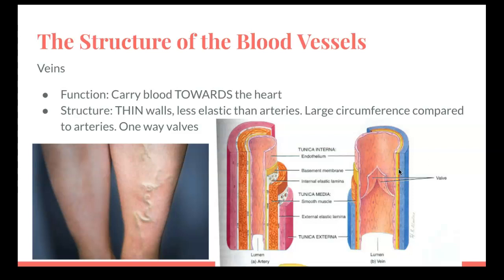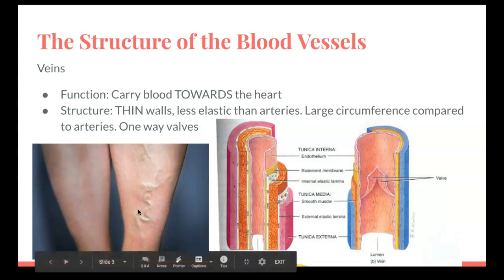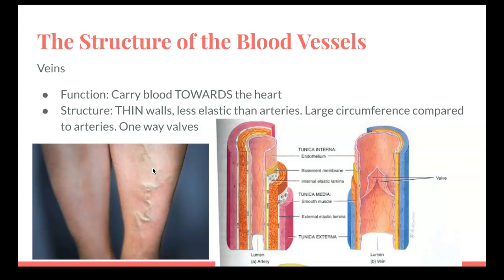Over time, if you are someone that stands a lot for your job, like a nurse or a doctor or a teacher or someone who works in retail or a restaurant, someone that stands the majority of their day, these one-way valves sometimes can rupture. And so blood can pool in the vein instead of moving up towards the heart. They're called varicose veins. And that's what happens when these valves no longer function.